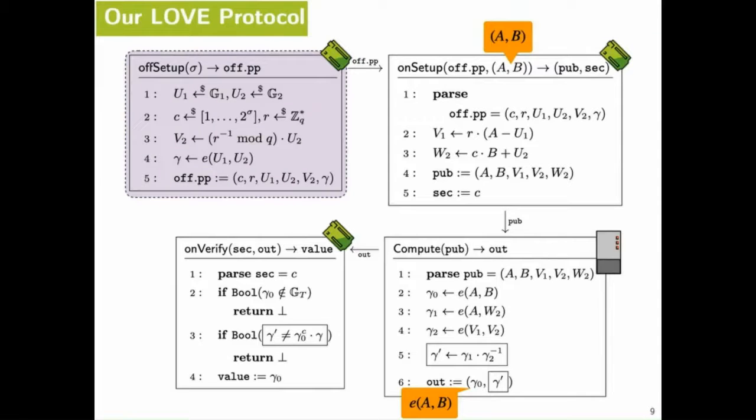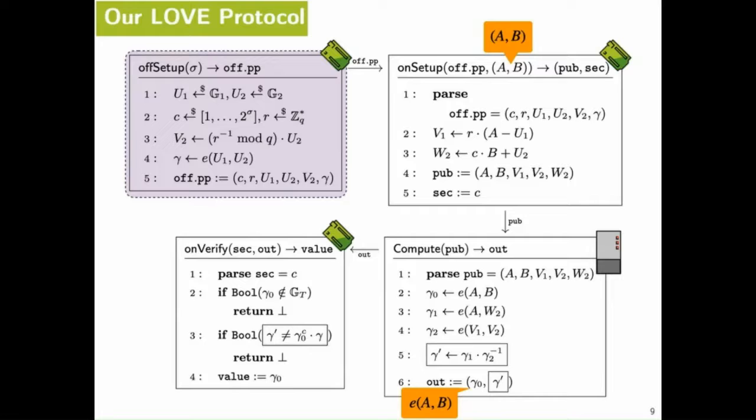First of all, let's look at correctness. We see that if the server is behaving correctly and therefore computes gamma 0 and gamma prime as it's been asked to, the client will output gamma 0, and gamma 0 is exactly the pairing between A and B, so correctness is easily satisfied. Diego will discuss the efficiency in the next slide, so let's move towards security. I do not have the time to go into details, but I'll try just to give an intuition.